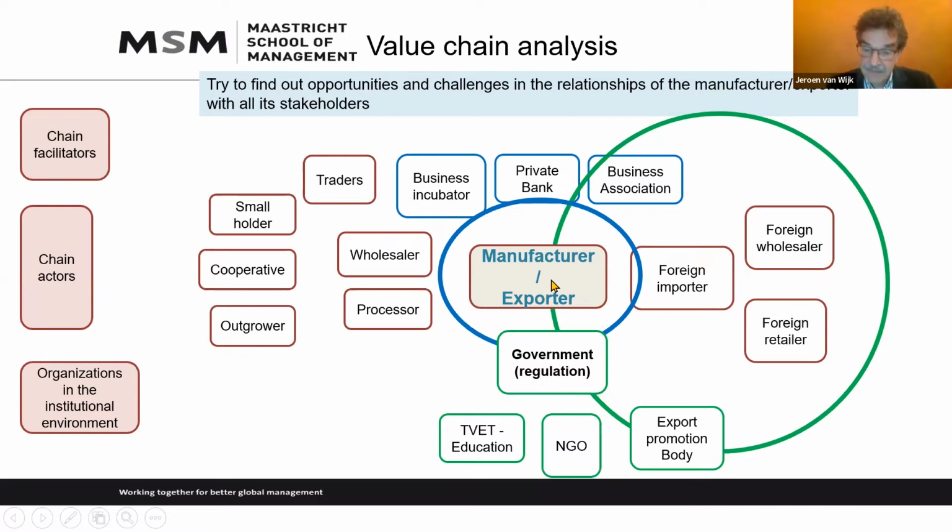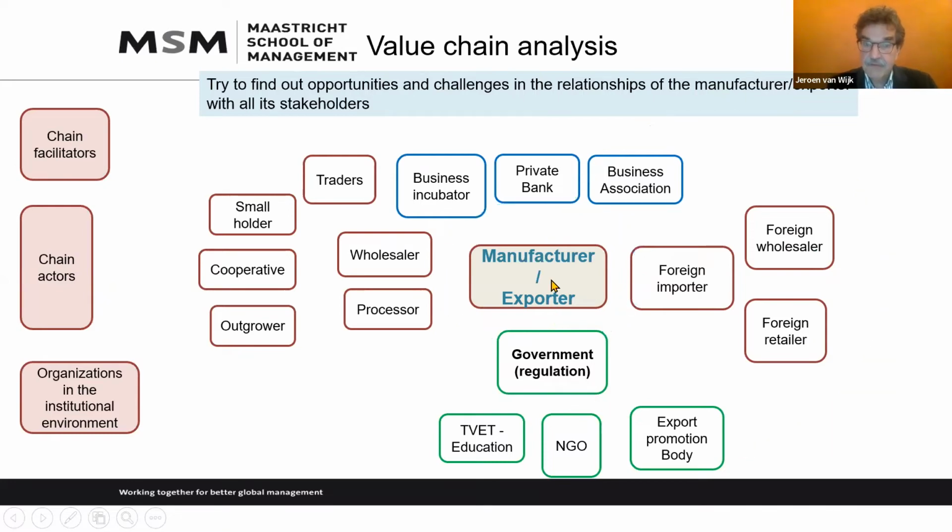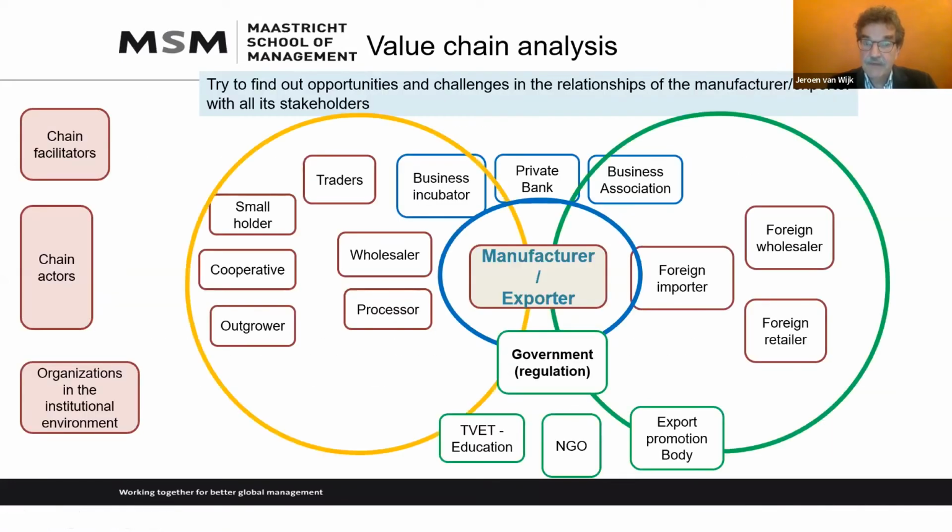And the third step, no, I got it the wrong way. The third step is the supply chain. You hear that I use the word supply chain for the first time. So a supply chain is different from a value chain. A supply chain is a part of a value chain. For this manufacturer and exporter, he or she has a supply chain to manage here, right? So you go to all these organizations and you want to know what the relationships are with this manufacturer.